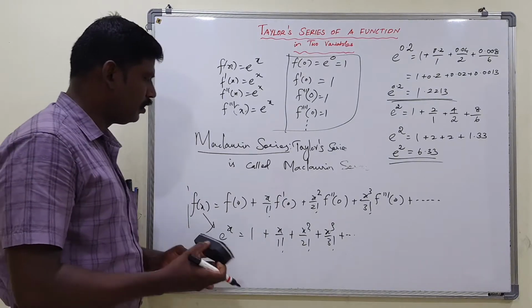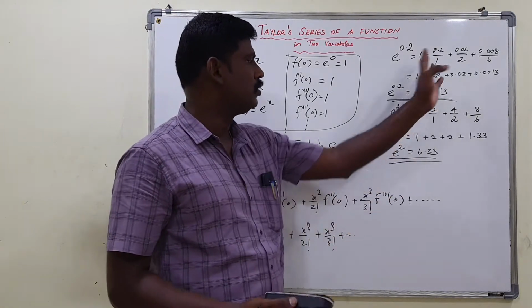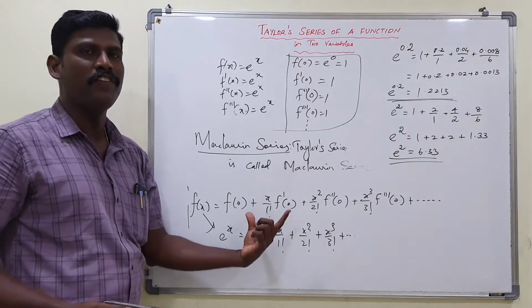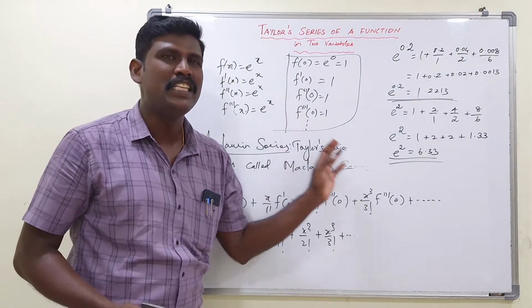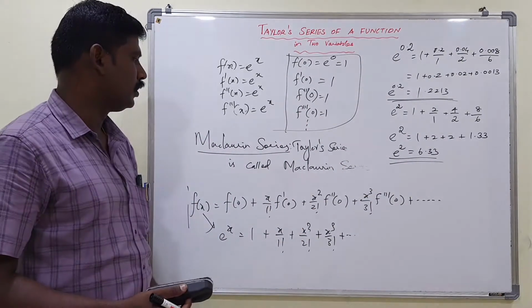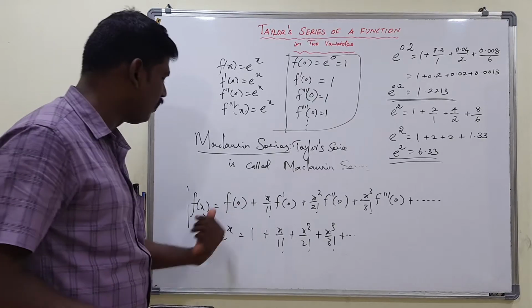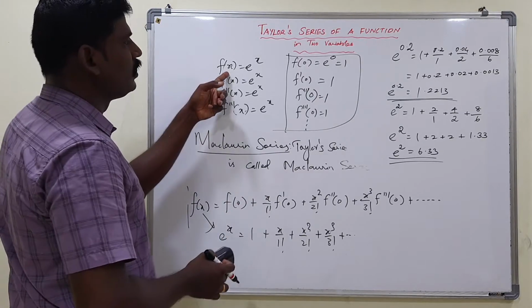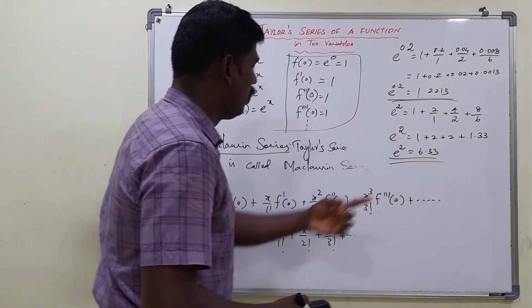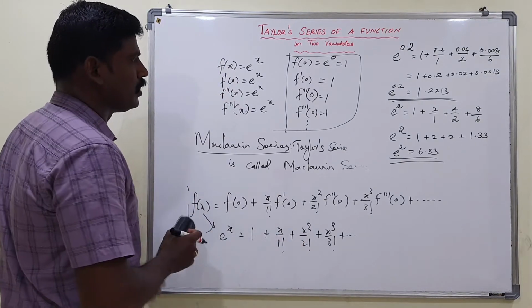6.33 is the value of e power 2, in 2 decimal places. Similarly, we can find out the value of any exponential values through these power series. That's why we find the series of a given function. This is the function value through series expansion.